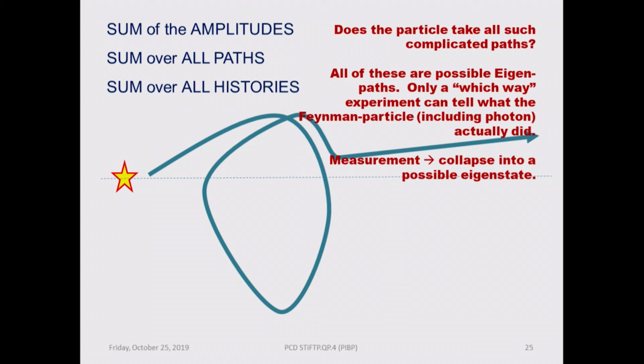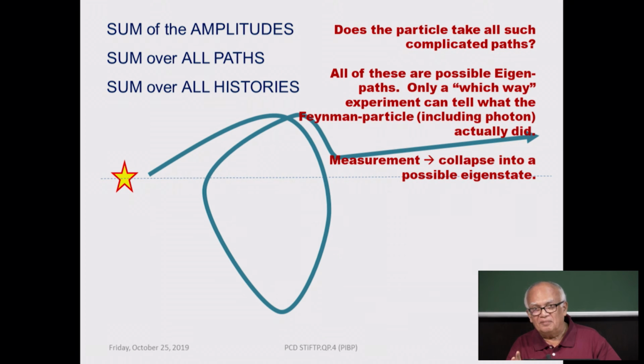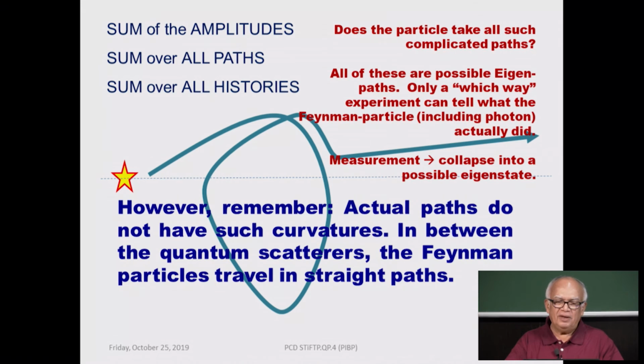And we can ask, does the particle actually take these complicated paths? And we really do not know. We can answer it only if we do a measurement. If we did a measurement, you will get an answer. That will be like doing the which way experiment, and you will lose the interference. So, that is a price you have to pay for this knowledge, all right. So, the measurement is what pushes the system into a possible eigenstate.